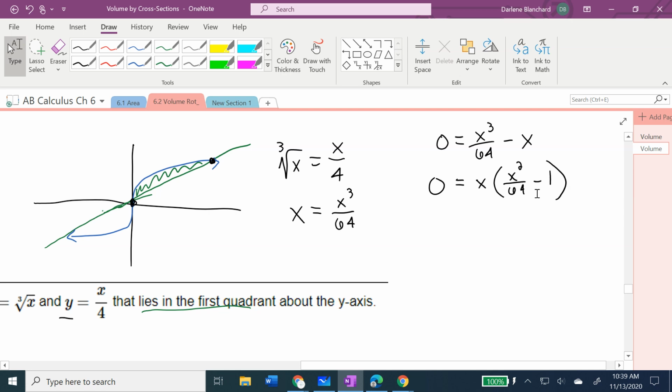And if it bothers you, you can multiply both sides by 64 if you don't like fractions. But hopefully you can look at that equation and see the solutions are 0 and plus or minus 8. Those are the x values. And even though we're focused in quadrant 1, we understand that there is an intersection point out here, but we're not going to use it.